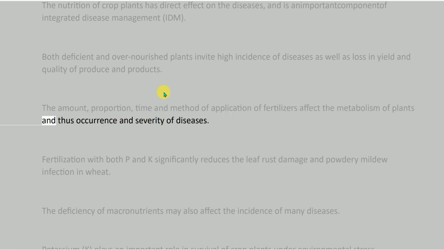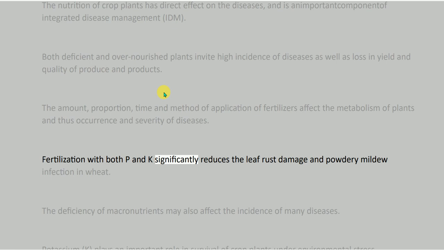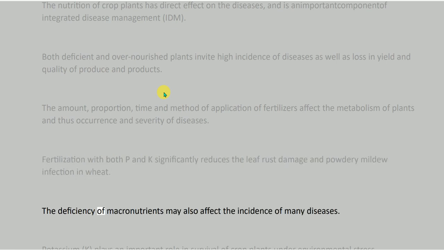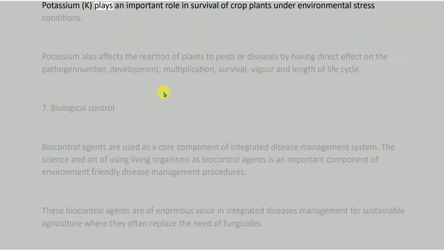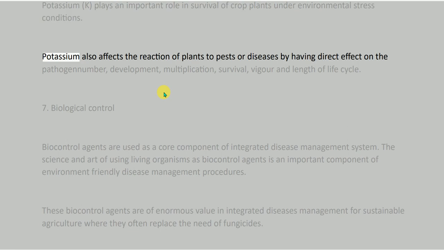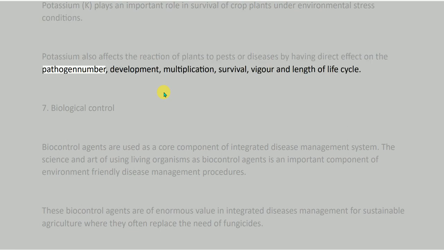Fertilization with both P and K significantly reduces the leaf rust damage and powdery mildew infection in wheat. The deficiency of macronutrients may also affect the incidence of many diseases. Potassium, K, plays an important role in survival of crop plants under environmental stress conditions. Potassium also affects the reaction of plants to pests or diseases by having direct effect on the pathogen number, development, multiplication, survival, vigor and length of life cycle.